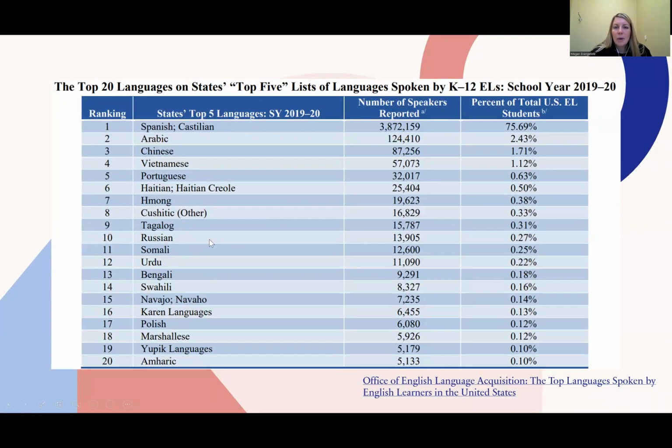So here are the top 20 languages I pulled for you that are spoken by K-12 students in the United States. So you'll see Spanish is at the top, Arabic, Chinese, those are the top three. Within Pittsburgh Public Schools, we have a large population of Spanish speakers, Arabic speakers, Nepali speakers, Swahili speakers, and also our new students who are arriving from Ukraine, as well as Afghanistan, who speak Pashto and Dari.